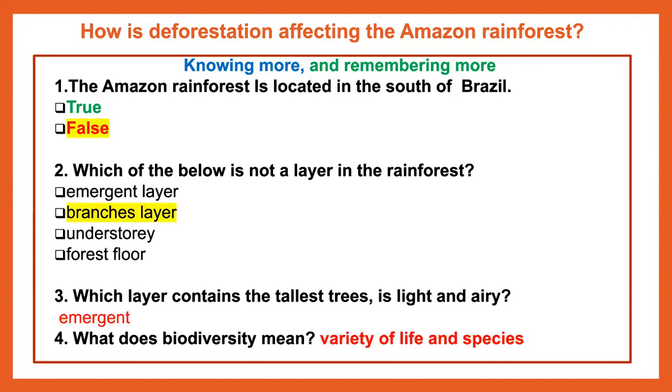Excellent, well done if you were able to remember that the Amazon forest is not located in the south of Brazil. The Amazon forest is located in the central part of Brazil. Number 2 is the branches layer. The branches layer does not exist and is not a layer in the rainforest. And for question number 3, the layer which contains the tallest trees and is light and airy is the emergent layer. Biodiversity means having a variety of life and species in the environment or habitat.